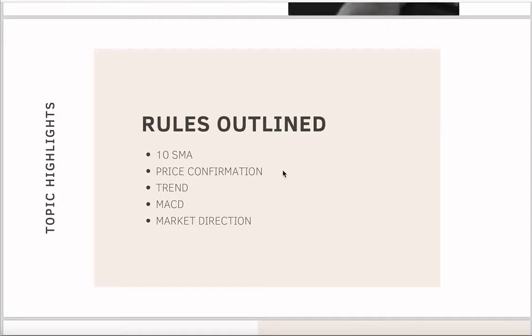Second, we would like to have price strength confirmation. Next is trend. So are we breaking a downtrend? Are we breaking an uptrend? Are we starting a new trend? We want to be early in the trend, okay? We don't want to be chasing the trend after it's already ran.